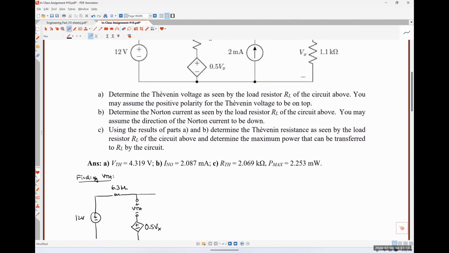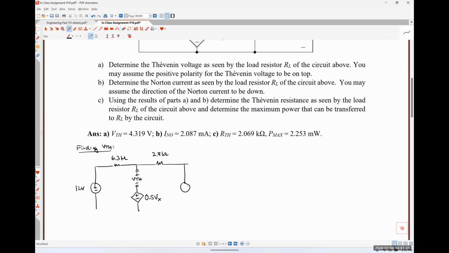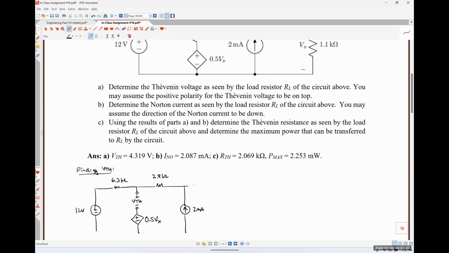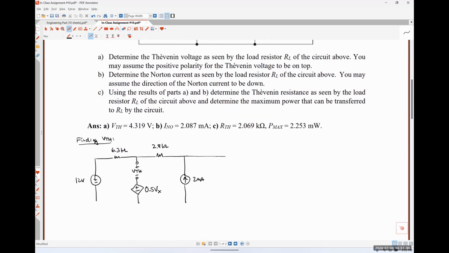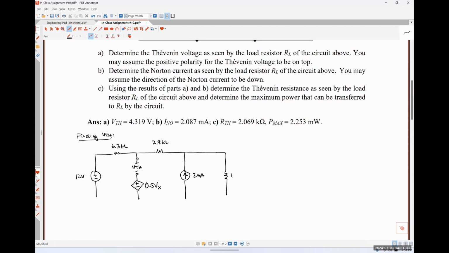Then I have a 2.8 kilo ohm resistor. Two milliamp current source. A 1.1 kilo ohm resistor. And then the voltage Vx is defined to be the voltage drop across that 1.1 kilo ohm resistor. So what circuit analysis technique do you guys think we should use to find VTH?